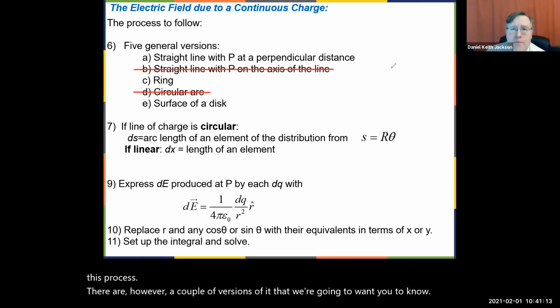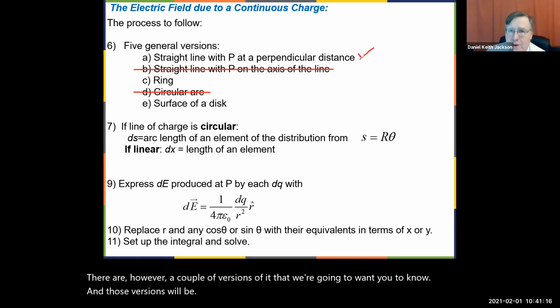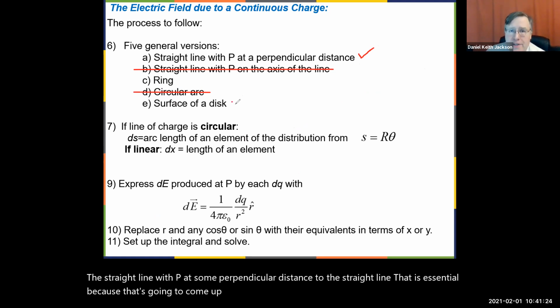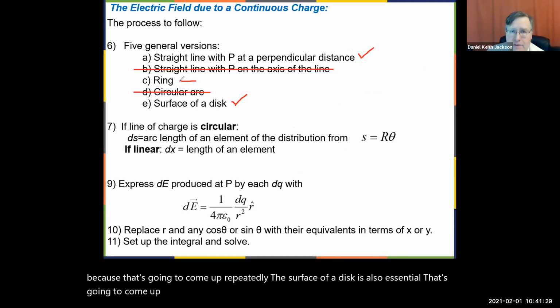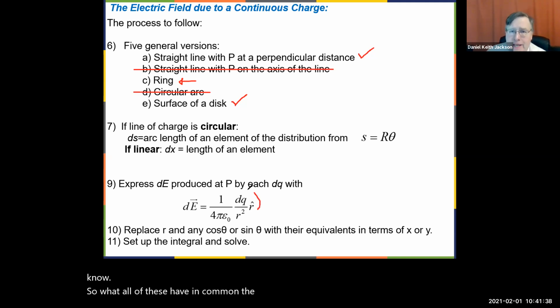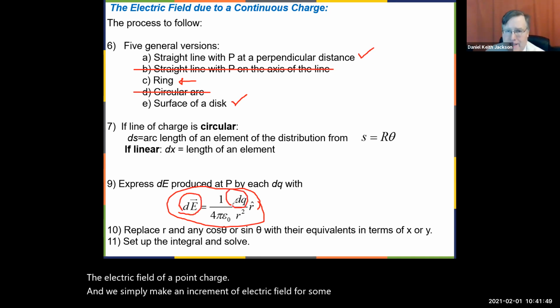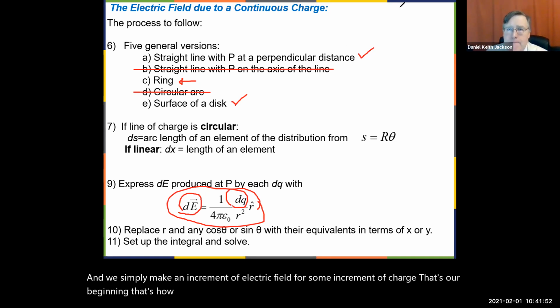And those versions will be the straight line with P at some perpendicular distance to the straight line. That is essential because that's going to come up repeatedly. The surface of a disk is also essential. That's going to come up repeatedly. And then the ring is the third one I'm going to ask you to know. So what all of these have in common, the single thing, is that we take the electric field of a point charge and we simply make an increment of electric field for some increment of charge. That's our beginning. That's how we start with all of these.